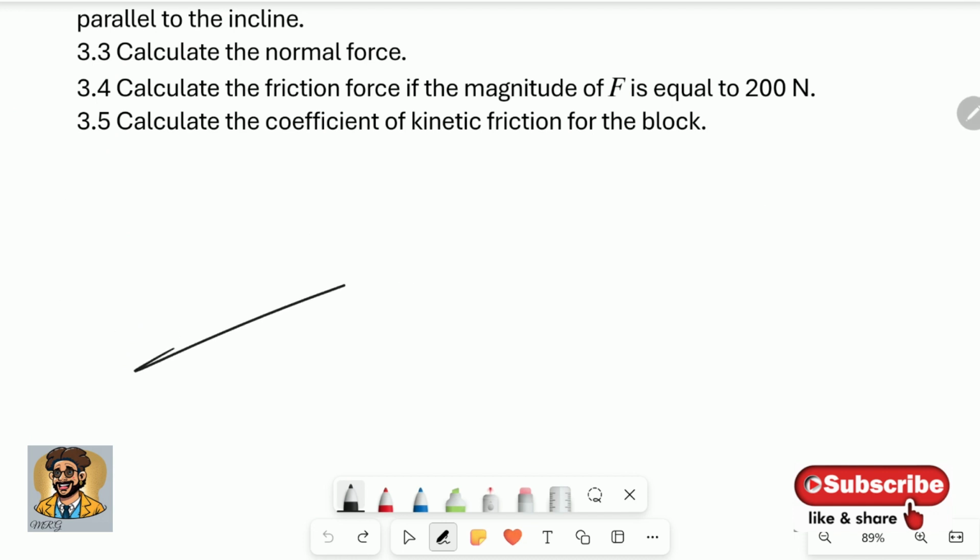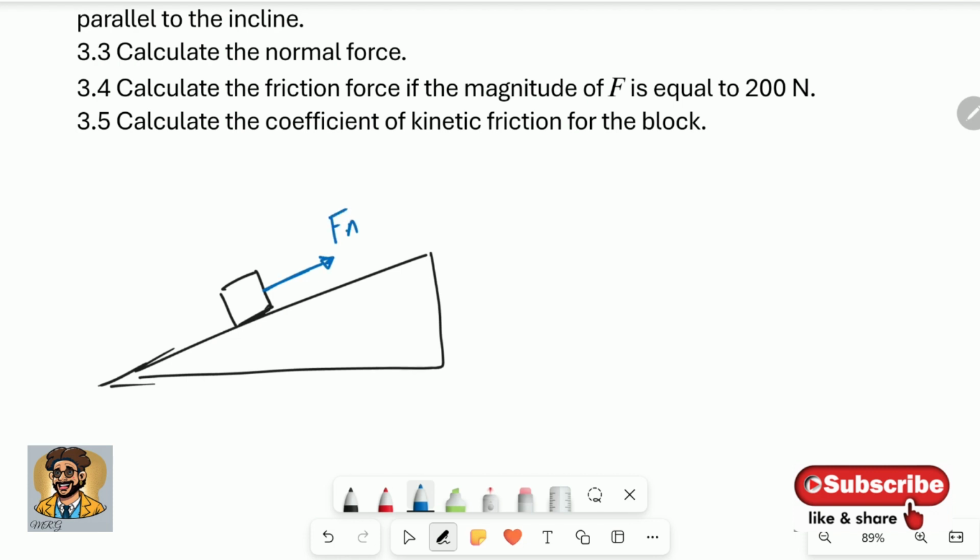We have an inclined surface. That is my inclined surface. There is a block on the surface. And then let's see the question once more to read, okay? To start adding things. A block of mass 20 kilograms is pulled upward. So this is a force acting on that block upward parallel to the surface. This is the applied force.